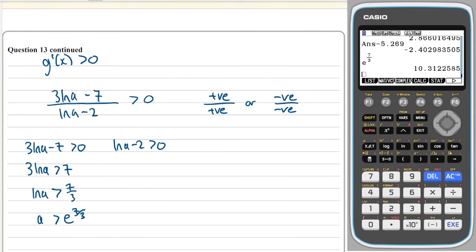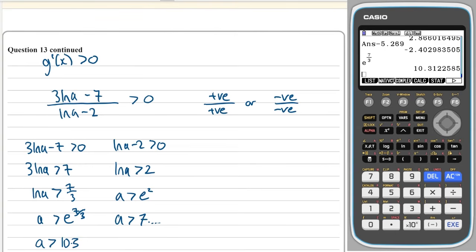So it's roughly about 10. So a has got to be roughly about 10.3, let's say. But also we need the numerator to be positive as well. So this is going to give us ln a is greater than 2, so that a is greater than e to the 2. And for context, e to the 2 is about 7 point something something. I don't know exactly, so I can't be bothered to put it in my calculator.